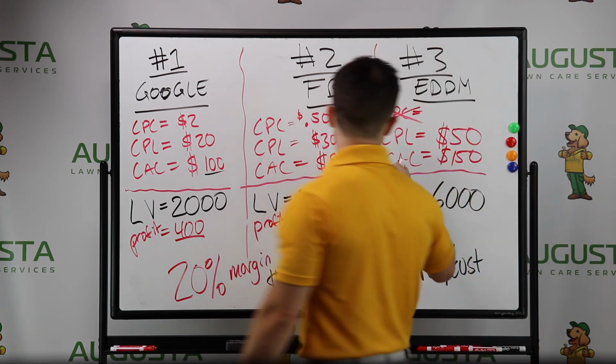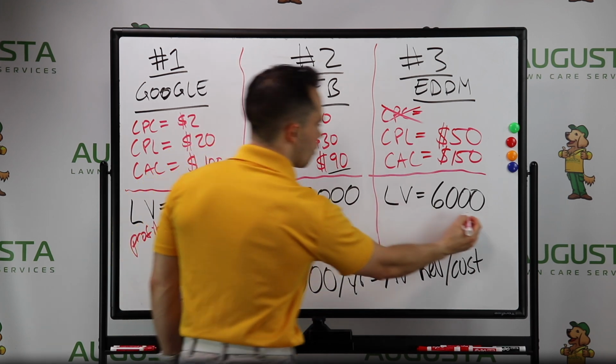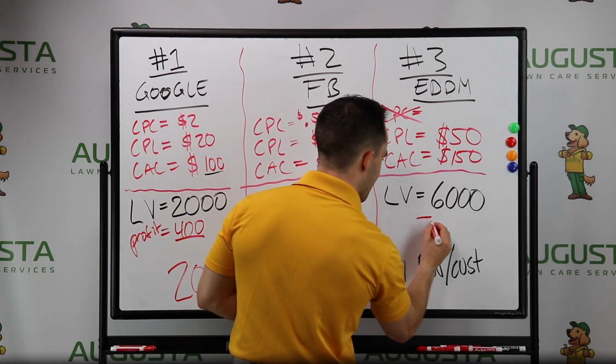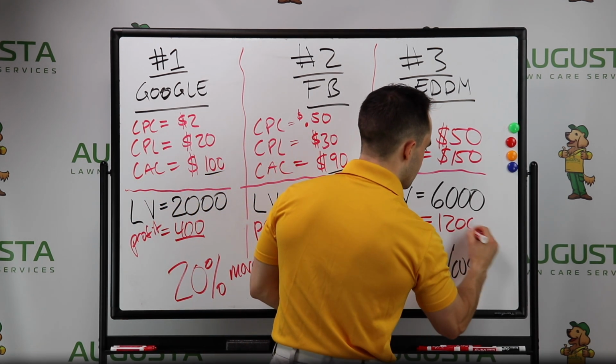Then I have over here customer acquisition cost, $150 for every door direct mail. And I know that over the course of their 6 years, they're going to stay with me. I make $6,000, which is, again, at the same 20% profit margin, going to be $1,200.